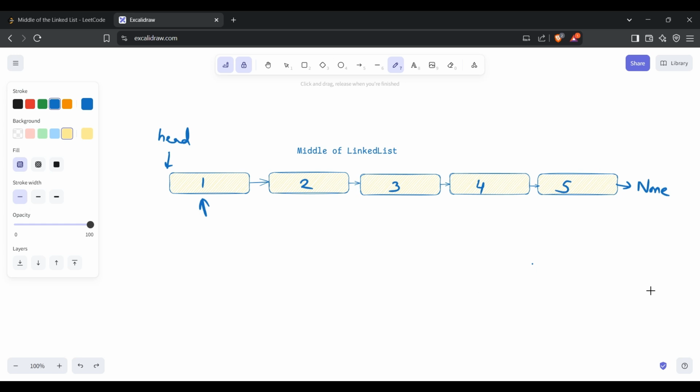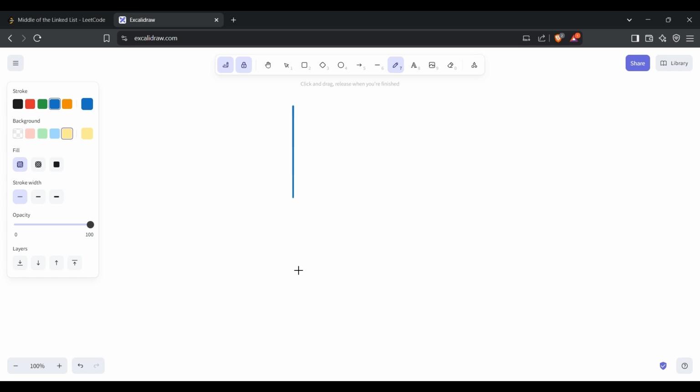Now we are moving into the optimal approach, but for that you need to understand one concept. Suppose there are two people, person A and person T. Let's say A runs at the speed of 4 kilometers per hour, and T runs at the speed of 8 kilometers per hour. That means the double of A.